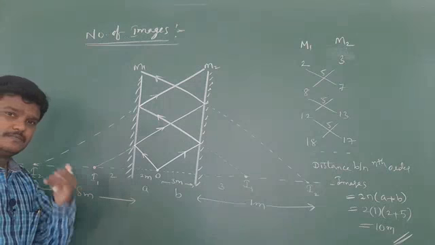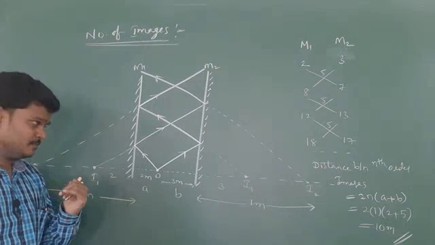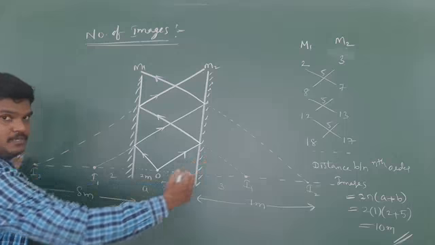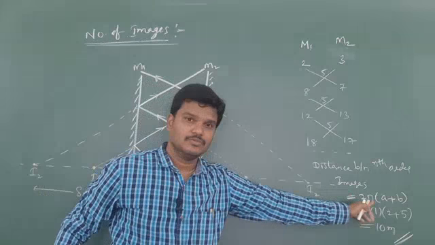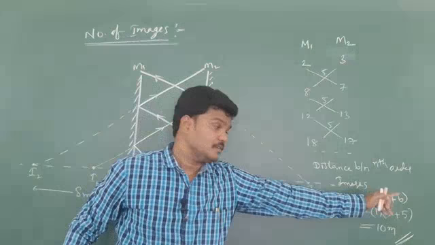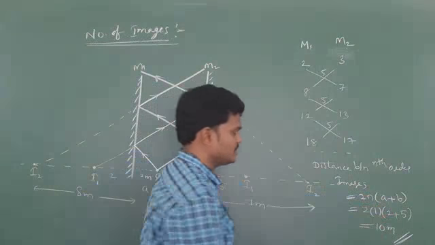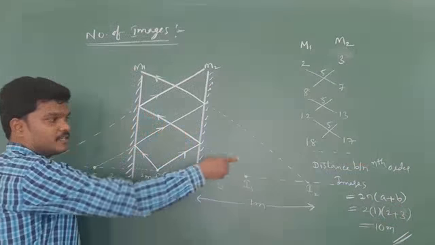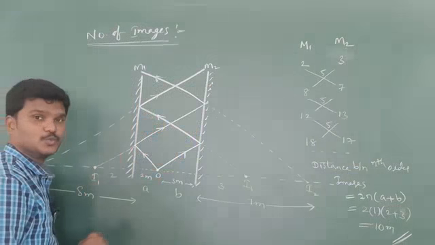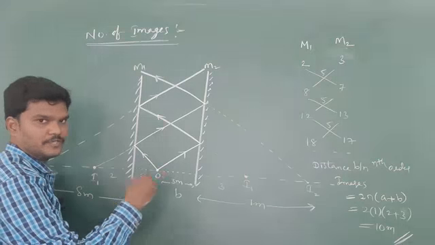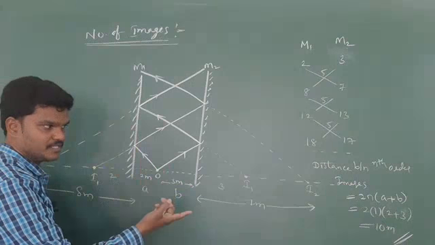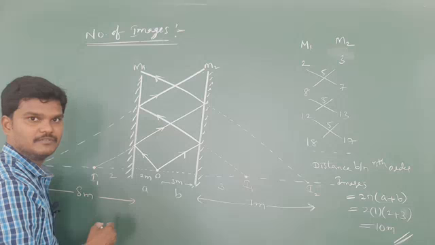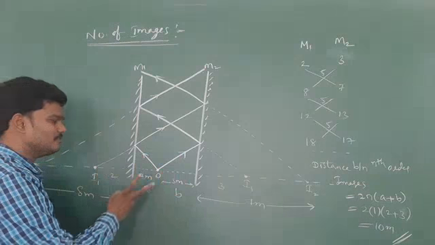What is the distance between second order images? 20. Substitute 2 into 2, 4 into 2 plus 3. Tell me the second order images: in place of n, you write 2. 2 into 2, 4 into 5, 20. Third order images, 2 into 3, 6 into 5, you will get 30, 40, and so on for this problem.